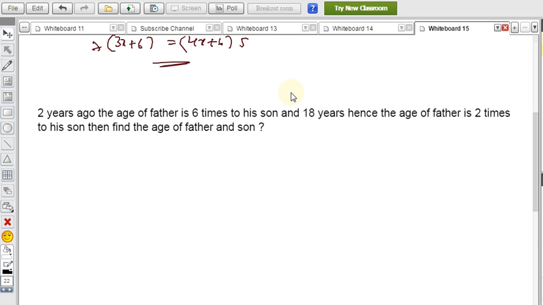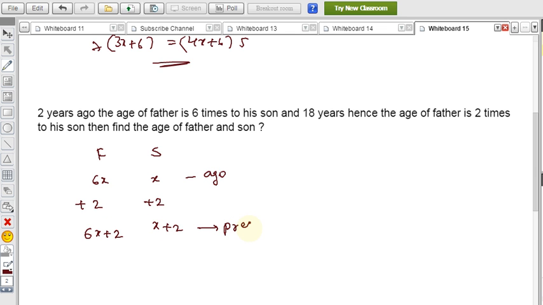Years ago their age is given as a condition, and after 18 years the age condition is given. So let us take, like the previous problem, father and son. 2 years ago the age of the father is 6 times his son's, that is 6x and x. But 2 years from now, because we always need the present, so present is plus 2. So 6x plus 2 and x plus 2.